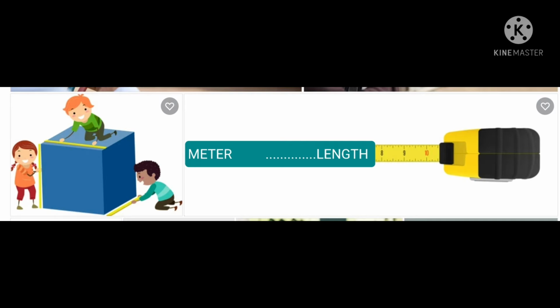So if you have to measure a cloth, or you want to measure your book length or anything, then you will use meters, centimeters or kilometers. In kilometers we measure roads. Okay, so remember the standard unit of length is meters.